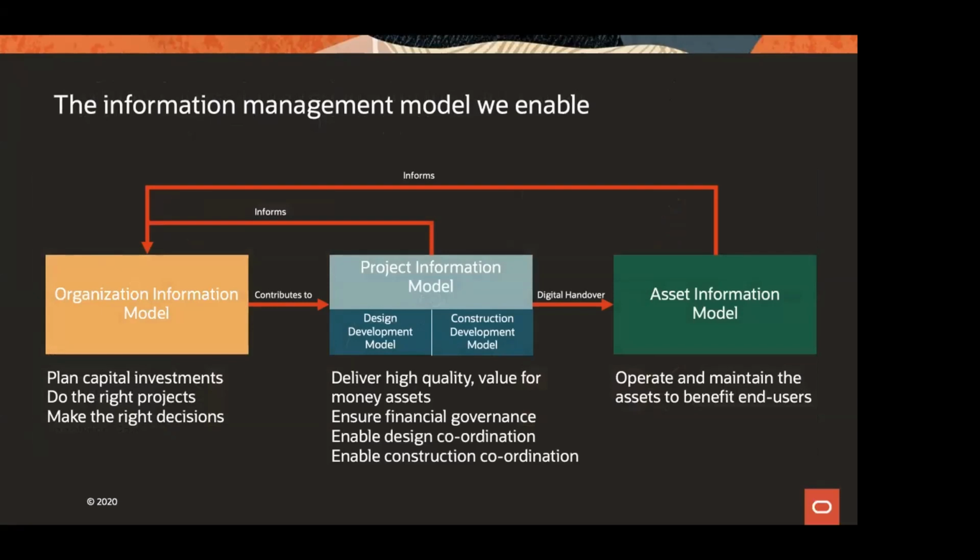And what we see from, for example, the ISO standards is the generation of information management models to deal with that information. How do we deal with information around the business management, the selection of capital investment projects, making sure that decisions that the organization takes align with their strategic objectives. Secondly, the project information model. That is all about the design development and the construction development models, making sure that we use and leverage information to deliver good quality projects, coordinated design, coordinated construction work.